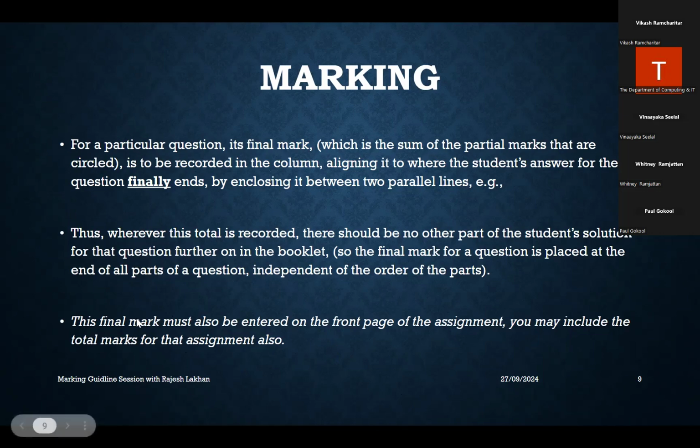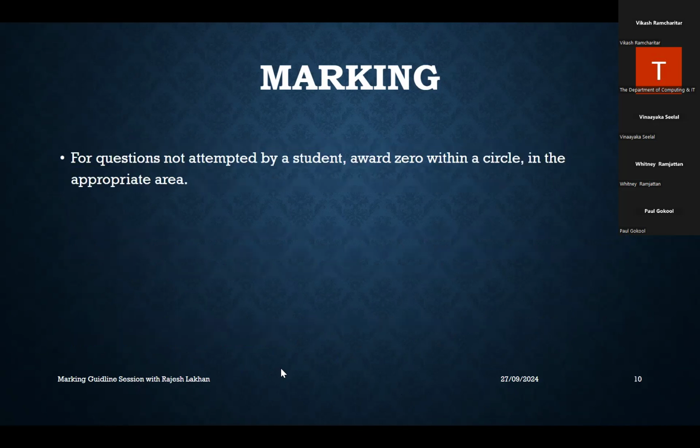This is good. Right. This final mark must also be entered on the front page of the assignment. You may include the total marks for the assignment also. Again, this is for the lecturer, right? Depending on what the lecturer says.